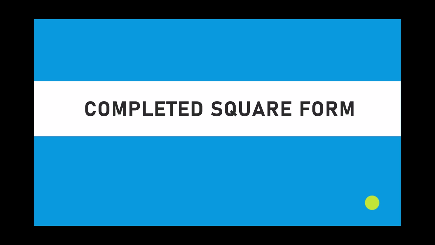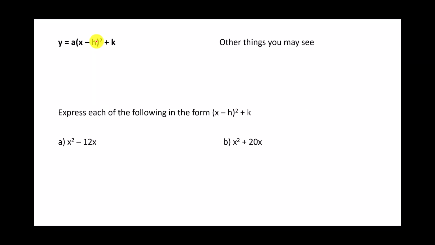Okay, in this video we're going to learn how to write quadratics in completed square form. Okay, so this is our completed square form. Now, there are some things about this that can be different. So, for example, this negative can be plus or minus. Okay, it doesn't have to be subtraction.